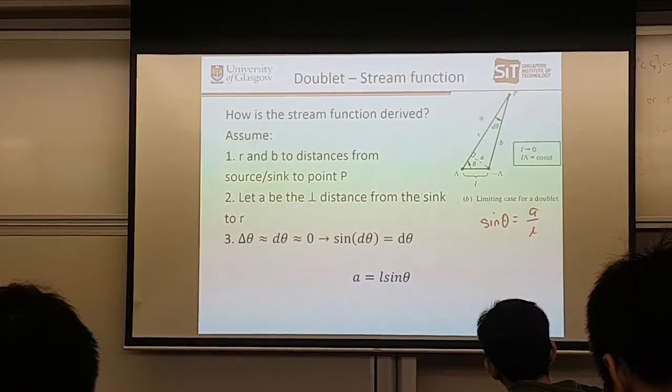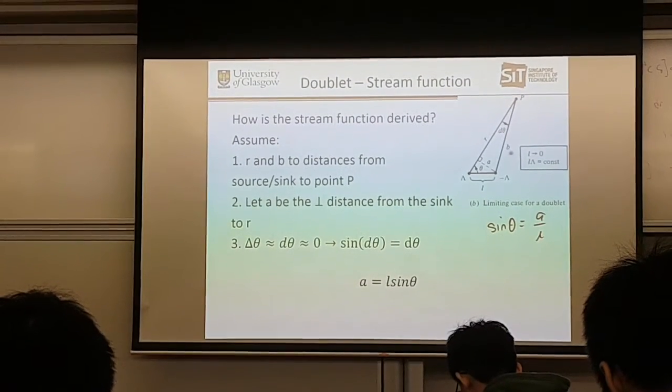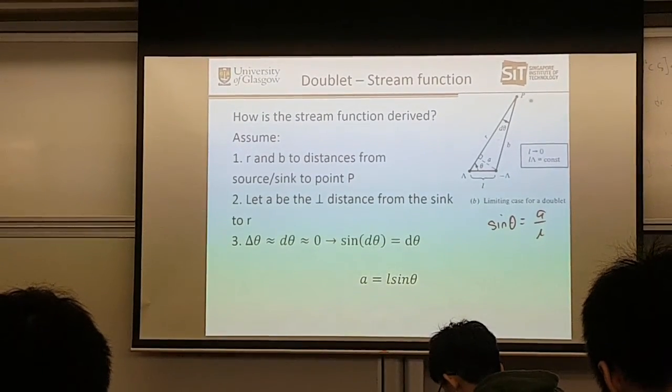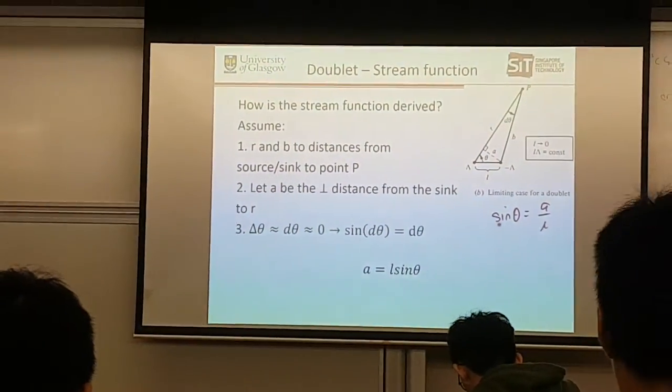Okay? Now, remember what I said? R is the distance from the source to P, and B is the distance from the sink to P, right? Now, how are R and B going to be related? What is B equal to?